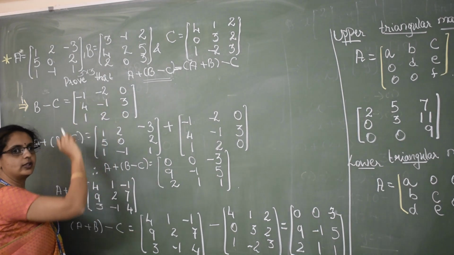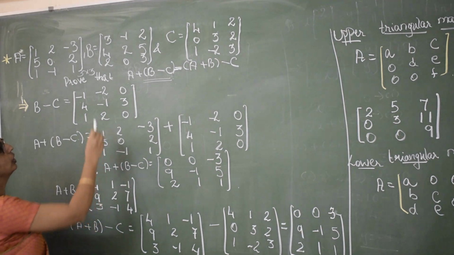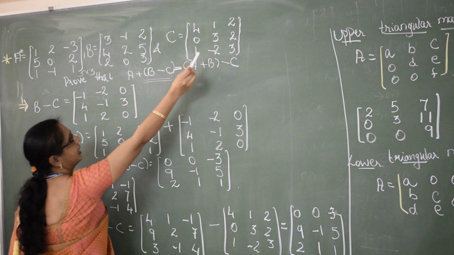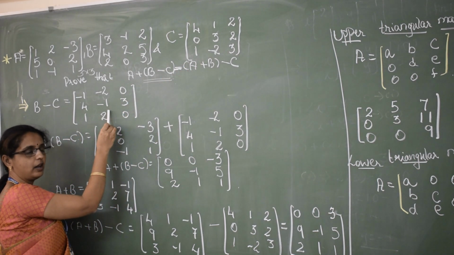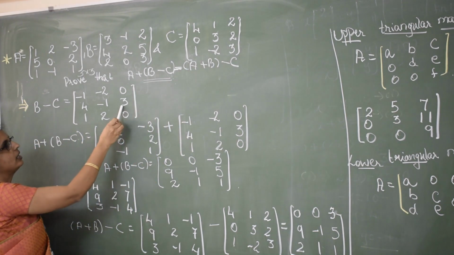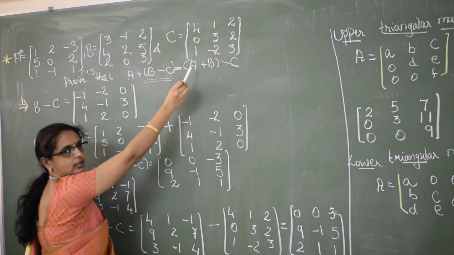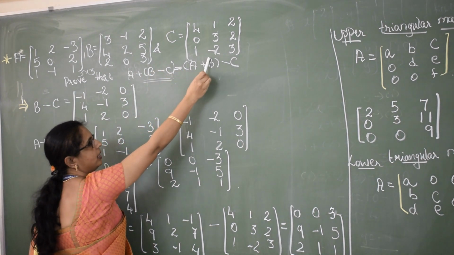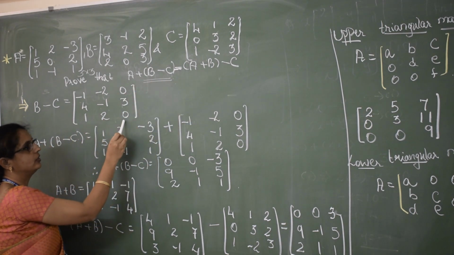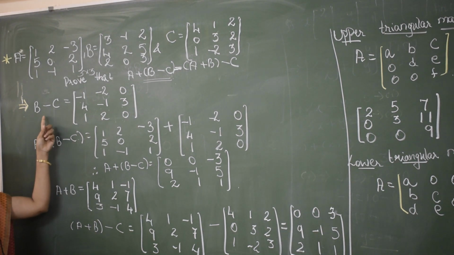Move on to the second row to subtract the corresponding elements of B and C matrices. 4 minus 0 is 4 only. 2 minus 3 is minus 1. Be careful with the signs here. 5 minus 2 is 3. 2 minus 1 is 1. 0 minus minus 2: minus into minus becomes plus 2. 3 minus 3 is 0. First I have calculated the value of B minus C.